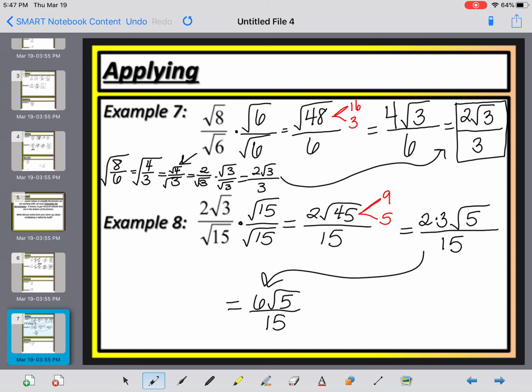The 6 and the 15 I can reduce. What am I reducing by? By 3. So 2 root 5 over 5. Remember, the 5 inside and the 5 outside cannot simplify. This is my final answer.